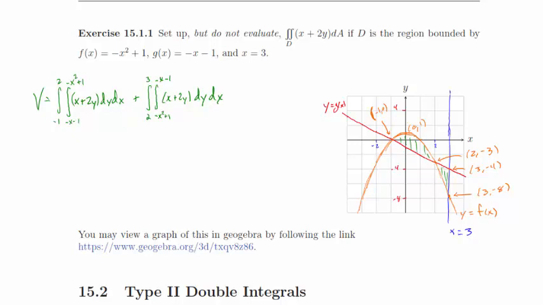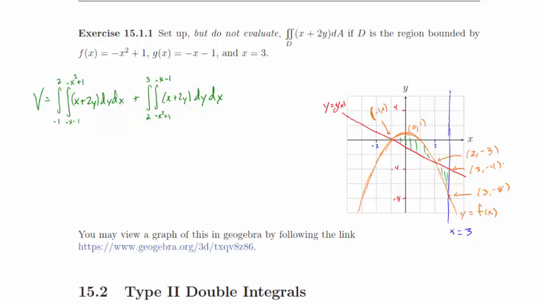I drew the line x equals 3 as this vertical line in the xy plane. I drew y equals g of x, which equals negative x minus 1. And so this has a slope of negative 1 and a y-intercept of 0, negative 1. Draw this through, we see that it intersects x equals 3 at the point 3 comma negative 4.